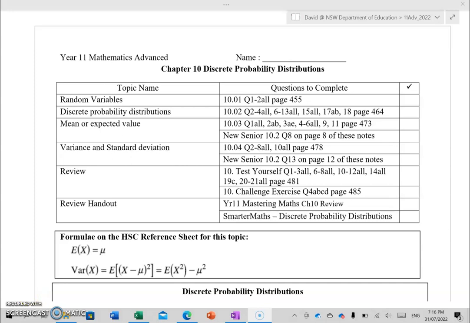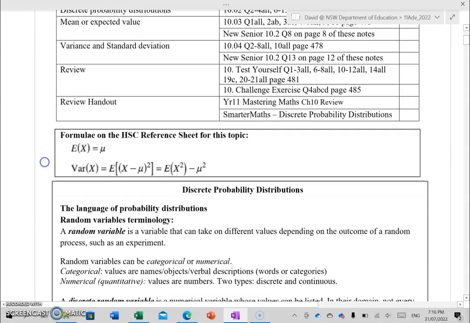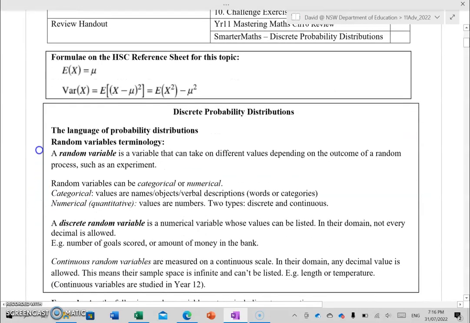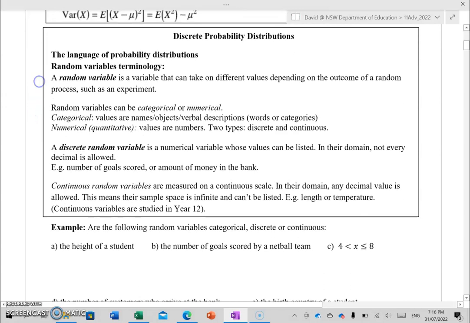Okay, new booklet, new topic. It's chapter 10 of your textbook called Discrete Probability Distributions. This is a new part of probability that you haven't learnt in your junior year. So we're going to start off with some terminology, just some language of probability distributions.